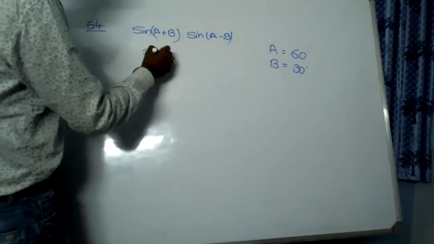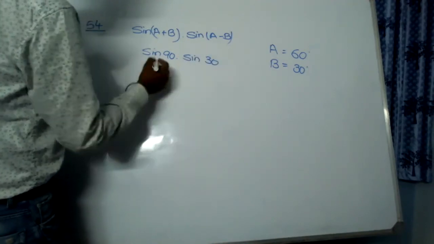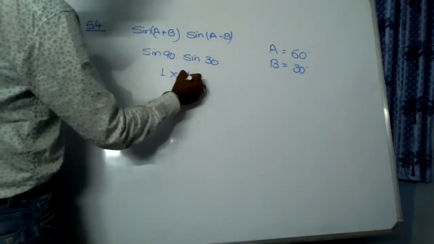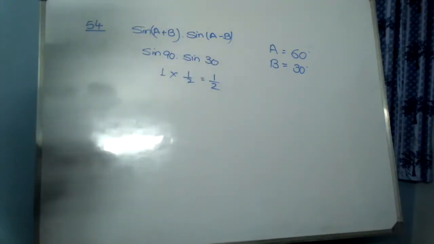So sine of A plus B will be what? Sine 90 into sine of A minus B, which is sine 30. Sine 90 is 1, sine 30 is 1 by 2. I'm getting 1 by 2. Now you can just check your options, which option gives you the same 1 by 2.